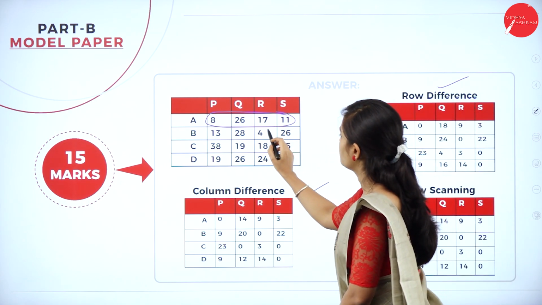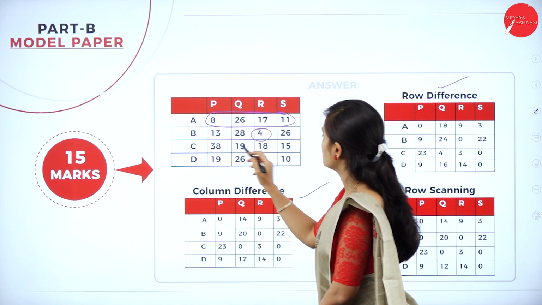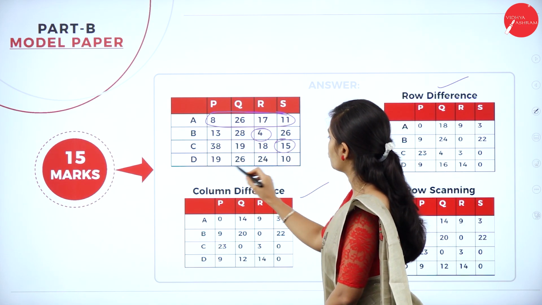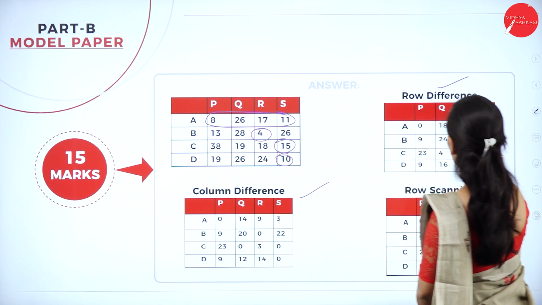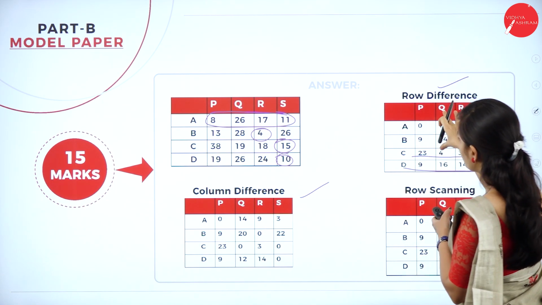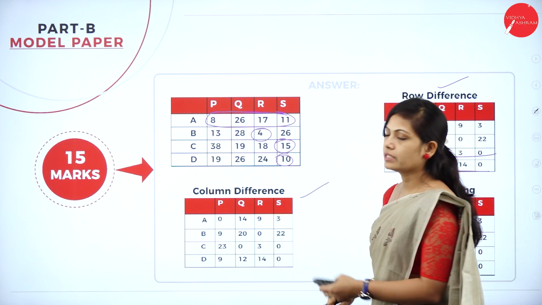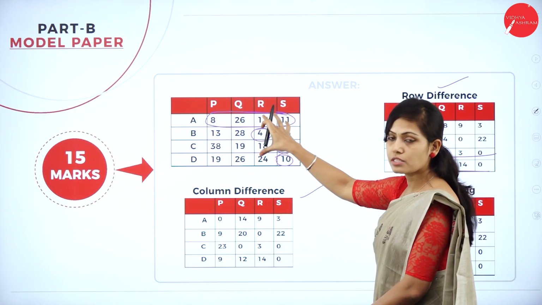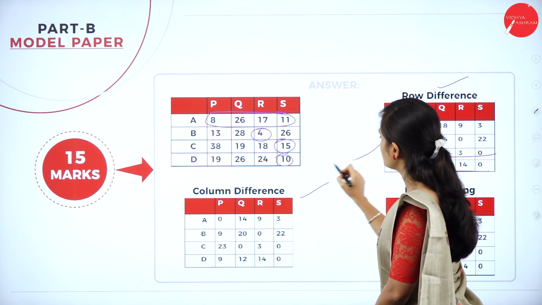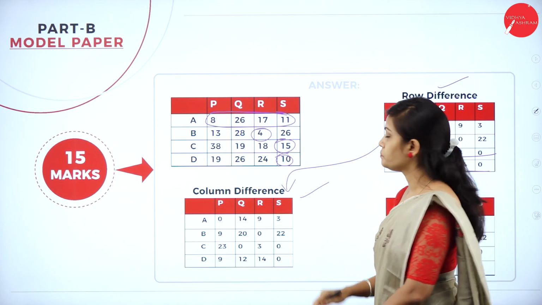So in the next row, 4 is the least value, subtract it from the other values. In the third row, 15 is the least. Fourth row, 10 is the least value. So subtract this value, you will get this row difference. So after this row difference, again you have to take this table and find the column difference.